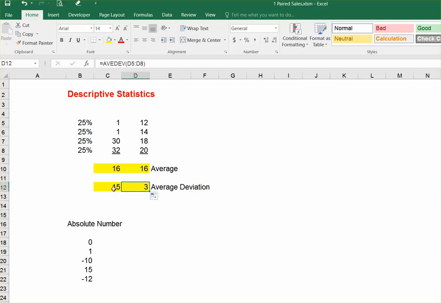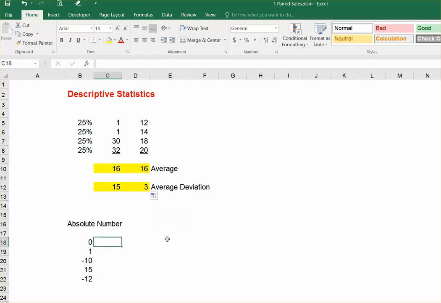Now, how the average deviation works is it looks at the difference between each of these numbers and the average of the numbers. So it would be like 16 minus 1 would be 15. 16 minus 30 would be, what would the math be, 14? And it would be a minus 14. Now we don't want those minus 14, so in a minute we'll talk about absolute numbers. But just from a risk standpoint, I like the 3 better. So by looking at both of these numbers, it tells me a lot more than just looking at the averages, the average and the average deviation.